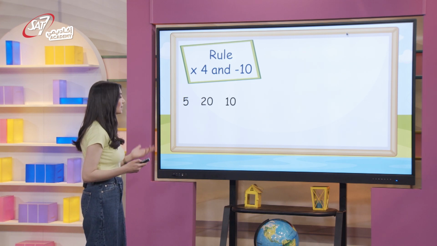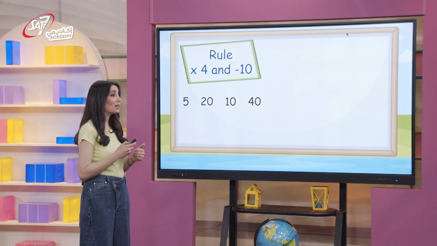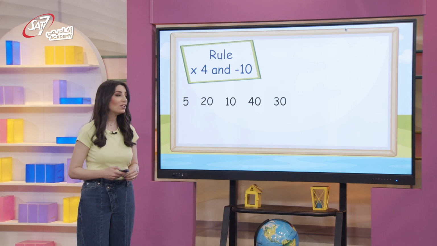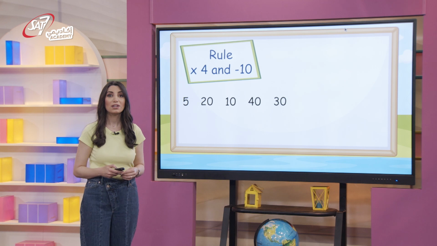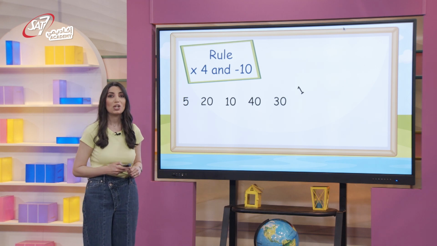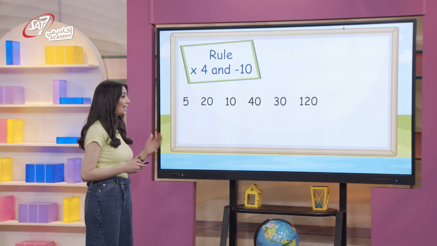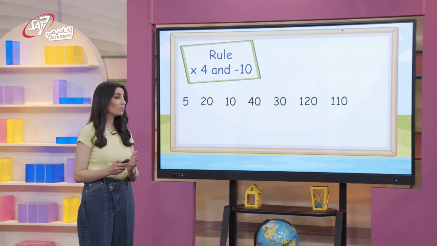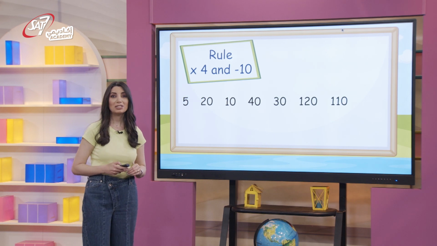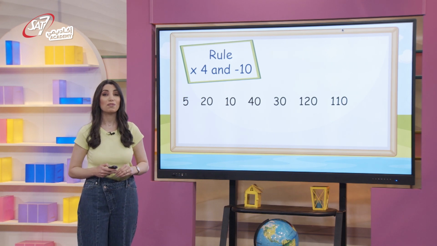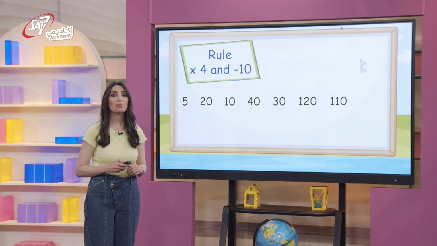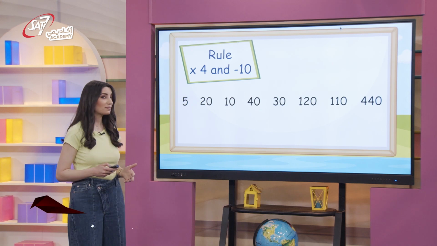What's next? Times 4, 40. Then we subtract 40 minus 10, 30. Now we multiply again by 4. 4 times 3 is 12. So 4 times 30 is 120. Subtract 10, 110. Let's add one last number to our pattern. Ignore the 0 and multiply 11 times 4 equals 44. Add the 0. 110 times 4 equals 440.